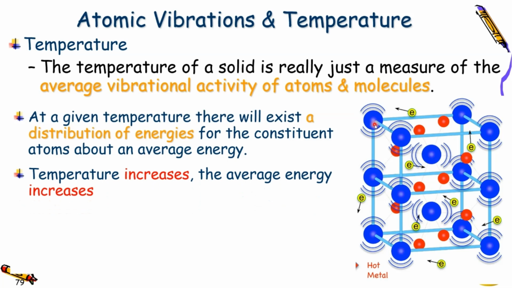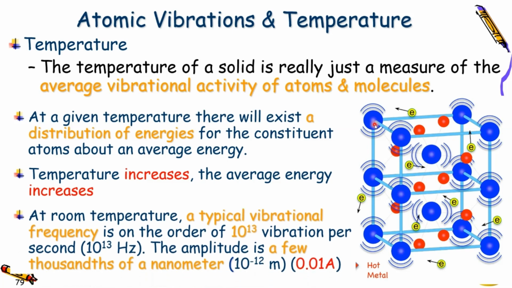So as the temperature increases, the average energy increases. In other words, as the average energy decreases, the temperature decreases. At room temperature, a typical vibrational frequency is on the order of 10 to the 13 vibrations per second. That means about 10 to the 13 hertz, that is, 10 to the 13 times per second, very fast.